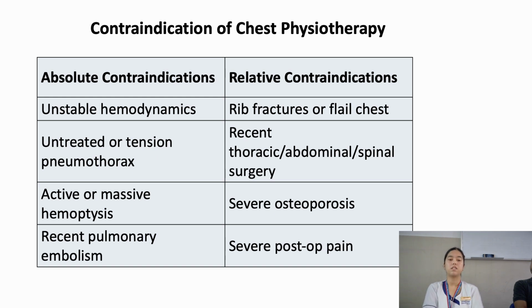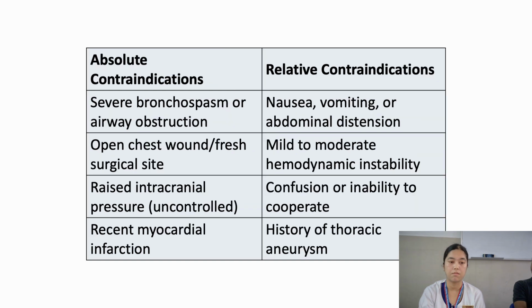And what are the contraindications of chest physiotherapy? There are absolute and relative contraindications. Absolute means chest physiotherapy should never be done, and relative means it can be done but with caution. In absolute contraindication, there's unstable hemodynamics, untreated or tension pneumothorax, active or massive hemoptysis, recent pulmonary embolism, severe bronchospasm or airway obstruction, open chest wound, fresh surgical site, raised or uncontrolled ICP, and recent myocardial infarction.